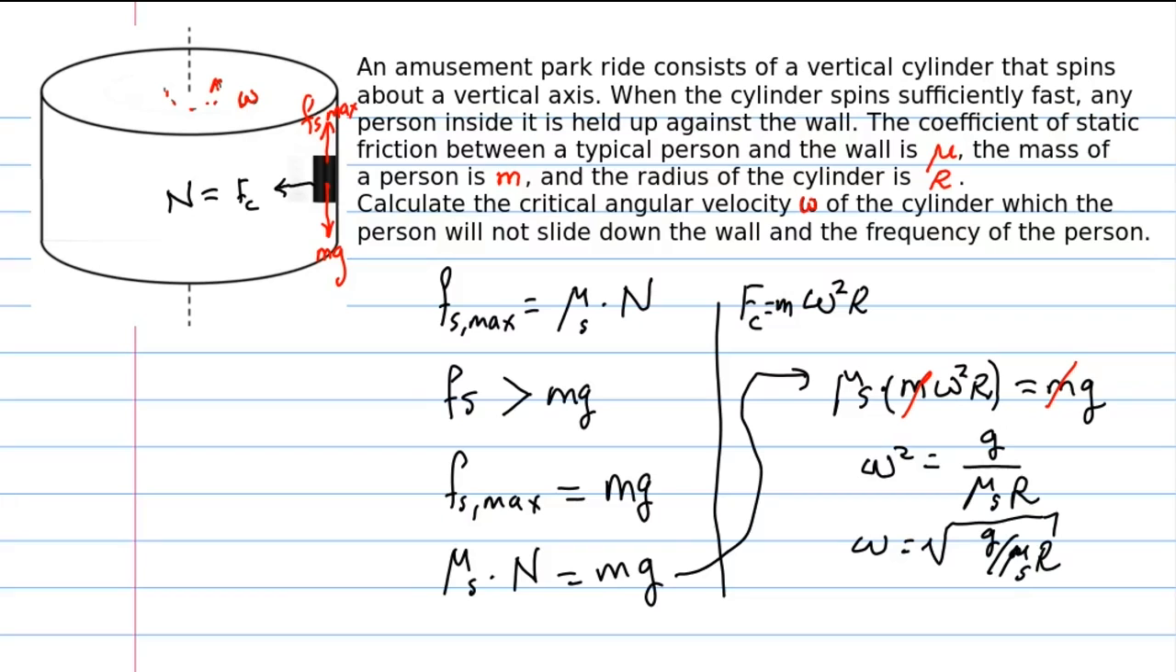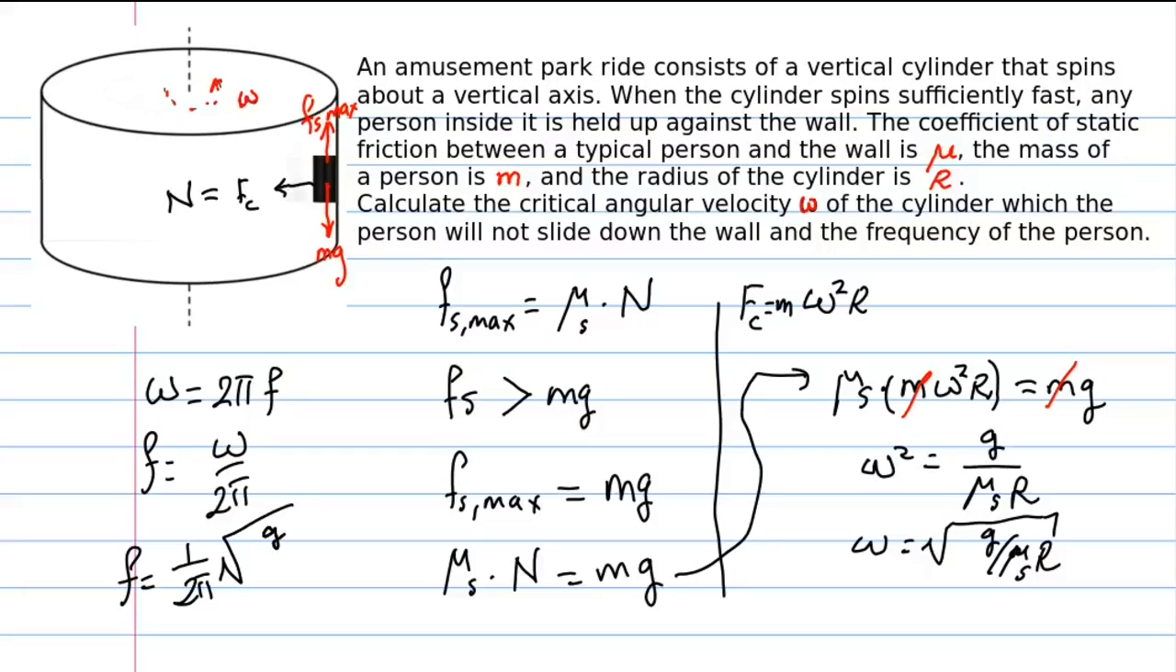The corresponding number of revolutions per time, that is the frequency, can be found from omega equals 2 pi f. So f is omega over 2 pi. When I plug in what I found for omega, f turns out to be 1 over 2 pi times the square root of g over mu s r.